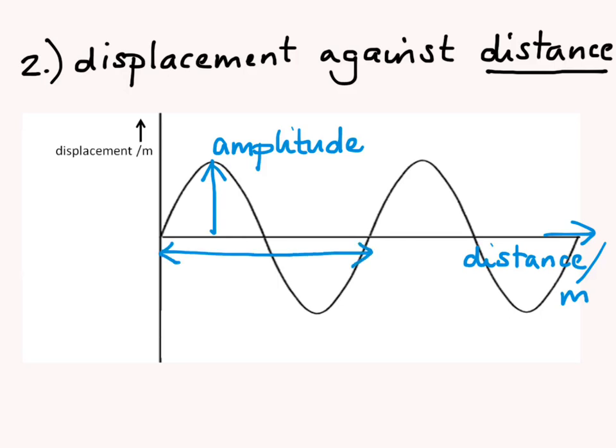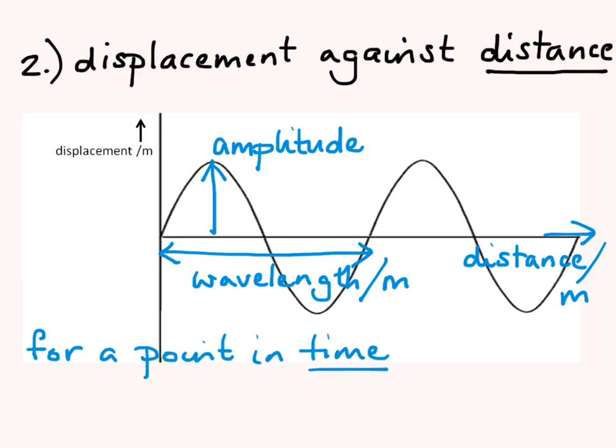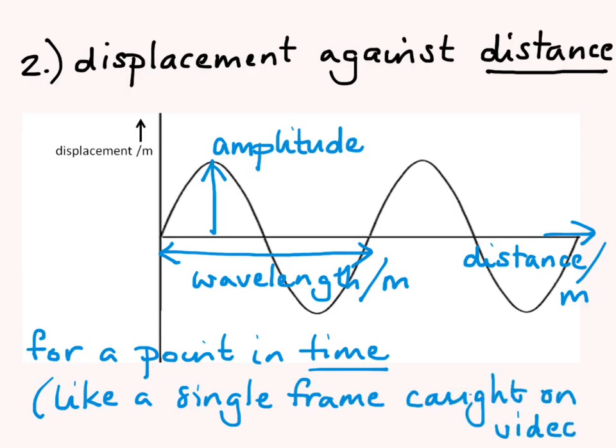If you consider a whole wave this time, rather than time, we've got a distance because that's what's on that axis. So this time a whole wave is the wavelength measured in meters. This time we're considering the wave for a point in time. So it's like a single snapshot or a frame caught on video.